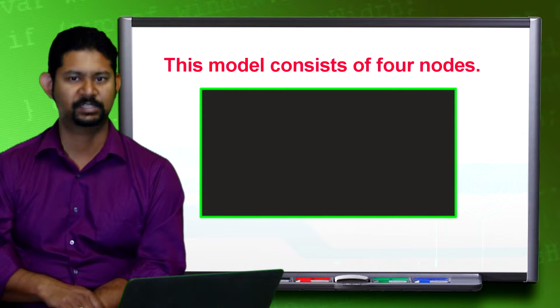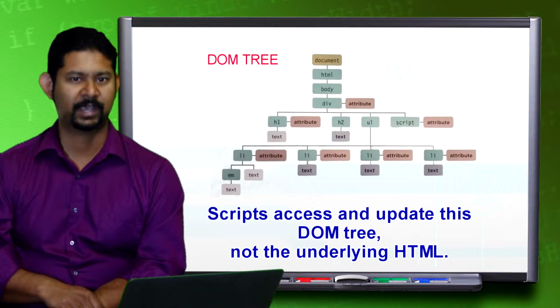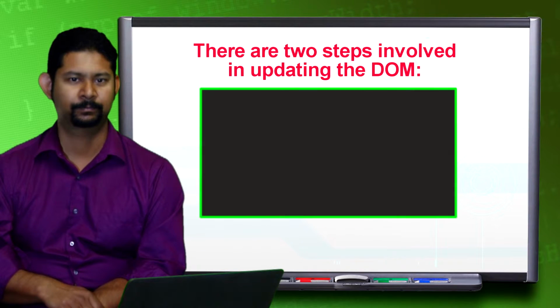This model consists of 4 nodes: the document node, element nodes, attribute nodes, and text nodes. Each node is an object with methods and properties. Scripts access and update this DOM tree, not the underlying HTML. These changes are then shown in the browser.